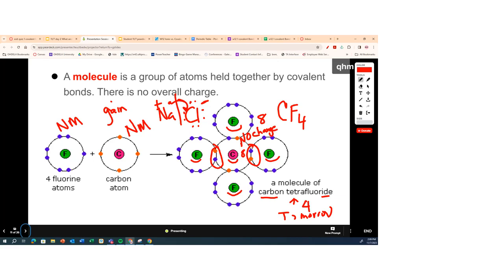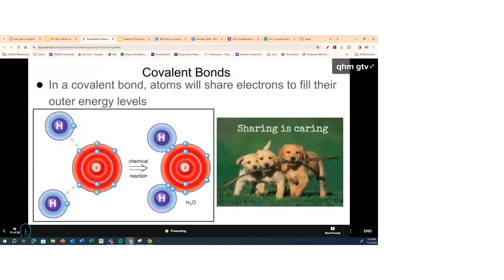All right. They both gain. Here, sodium wants to give, the metals want to give up. And that's why you see no metals in covalent bonds. Right? Here's water doing the same thing.